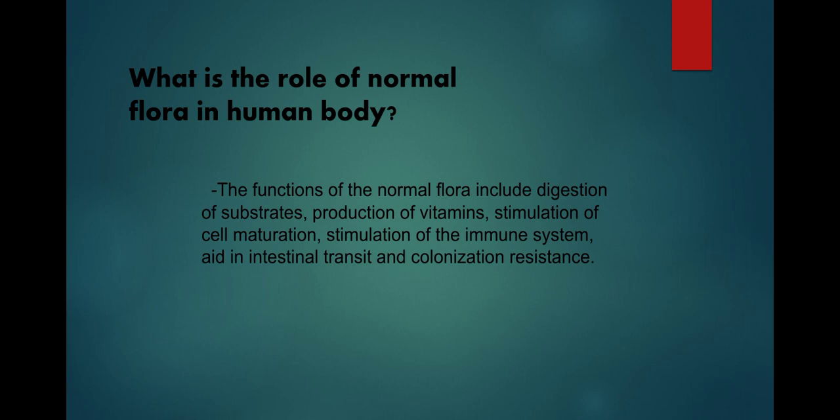So, what is the role of normal flora in the human body? The functions of the normal flora include digestion of substrates, production of vitamins, stimulation of cell maturation, stimulation of the immune system, aid in initial transit, and colonization resistance. So that's the role of normal flora in our human body.